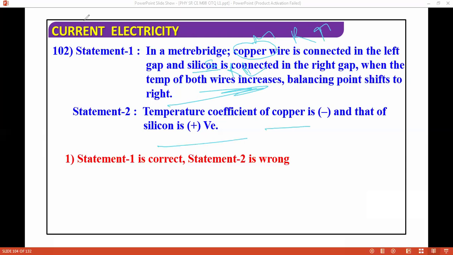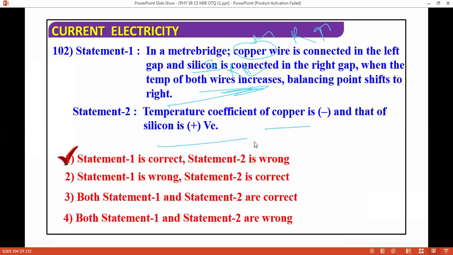Temperature coefficient of copper is negative, and this gives nonsense. What is the correct answer? So first is correct, second is wrong. Okay, no issue yet. Next, we are moving to the next question.